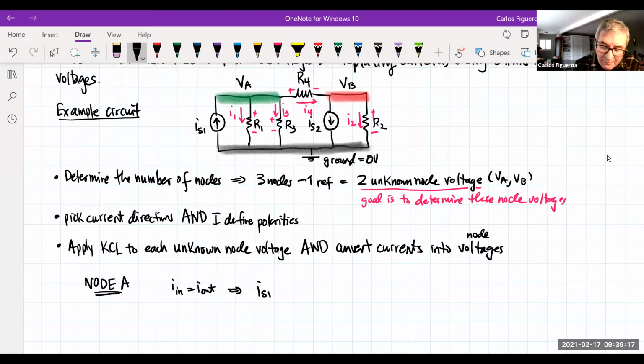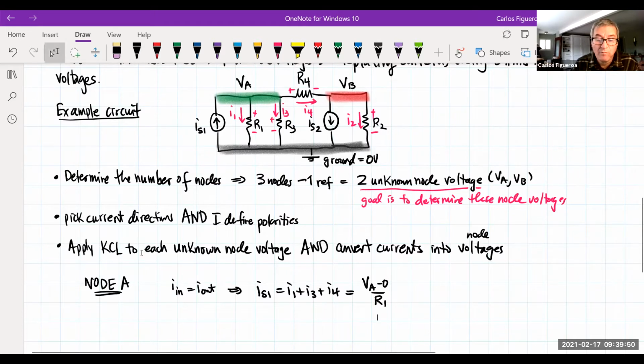The currents coming out are 1, 3, and 4. So I'm going to go I1, I3, I4. Now remember, I have voltages now. So if I look at the current I1, you could see that there's a voltage drop across R1. What is it? It's got to be VA minus the ground. So now I'm going to convert it using Ohm's law. So this should be VA minus 0 divided by R1. That's Ohm's law right there, right?